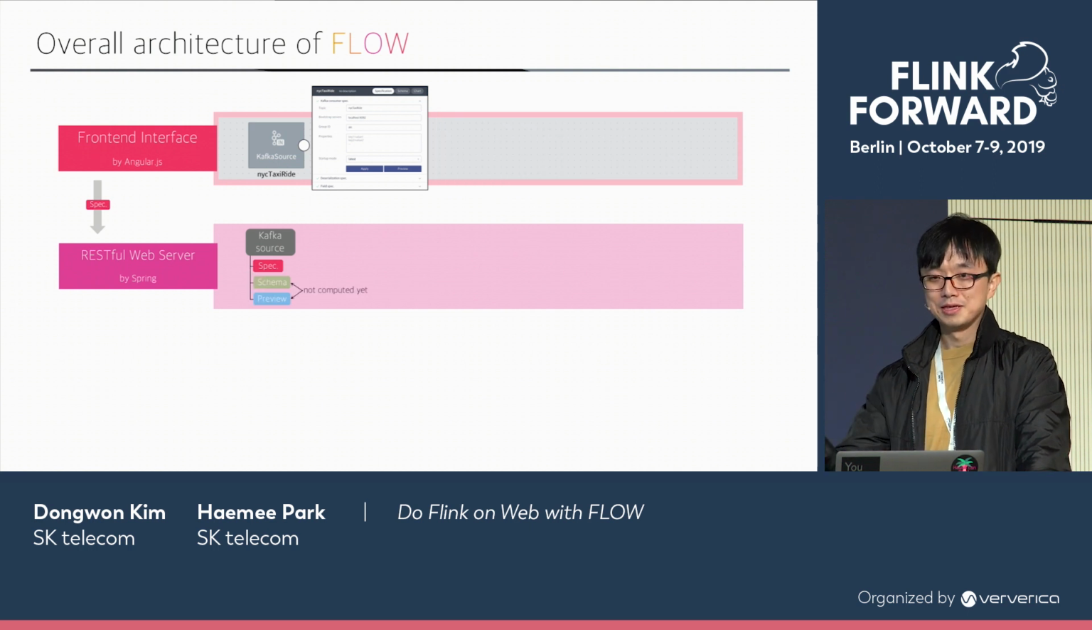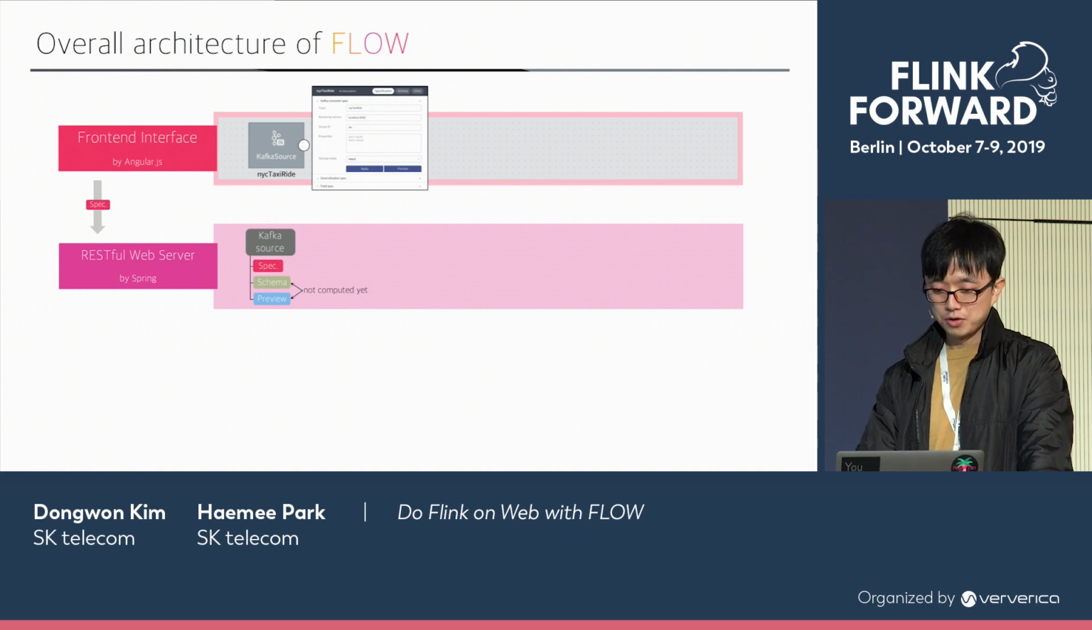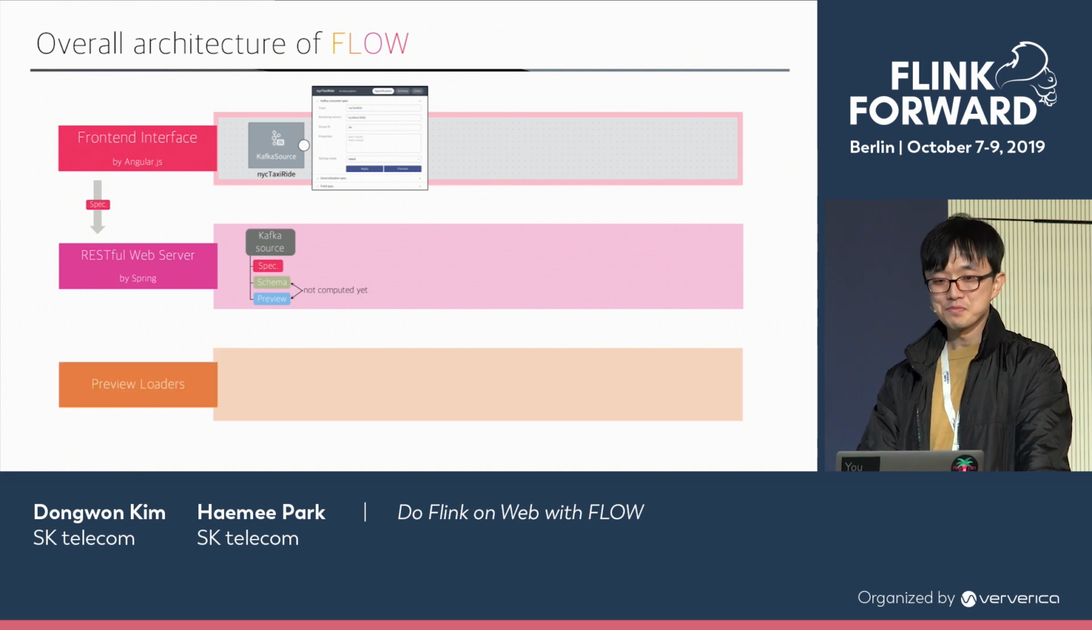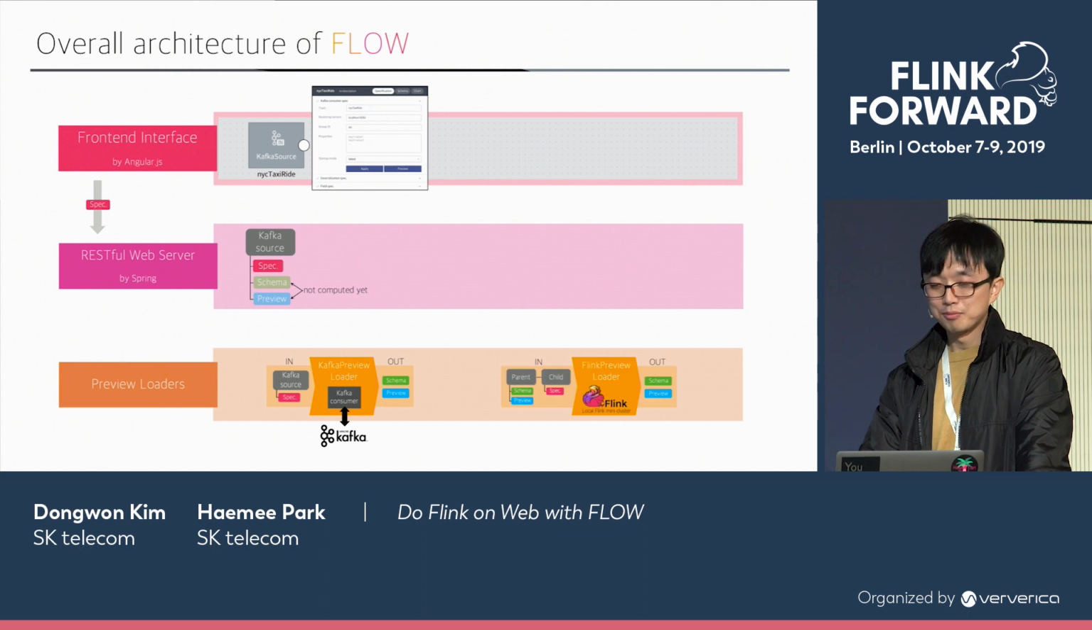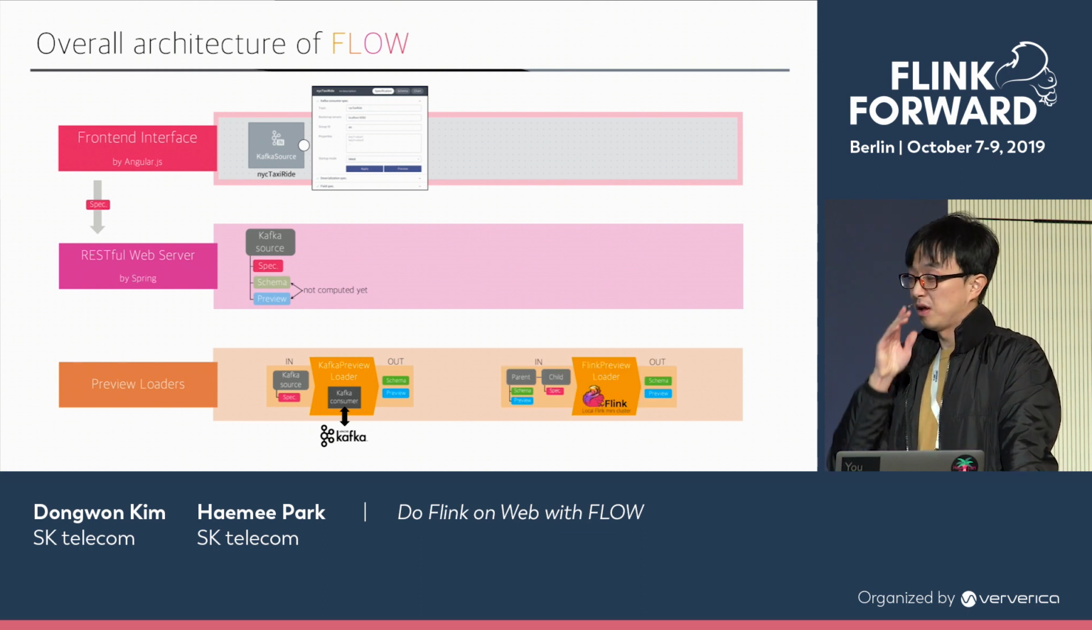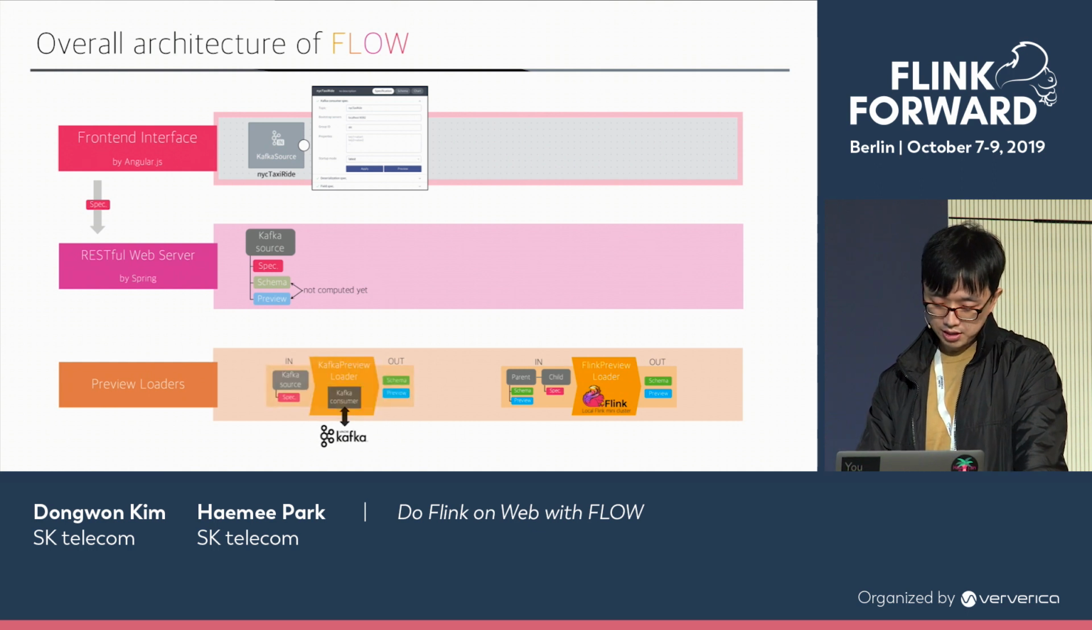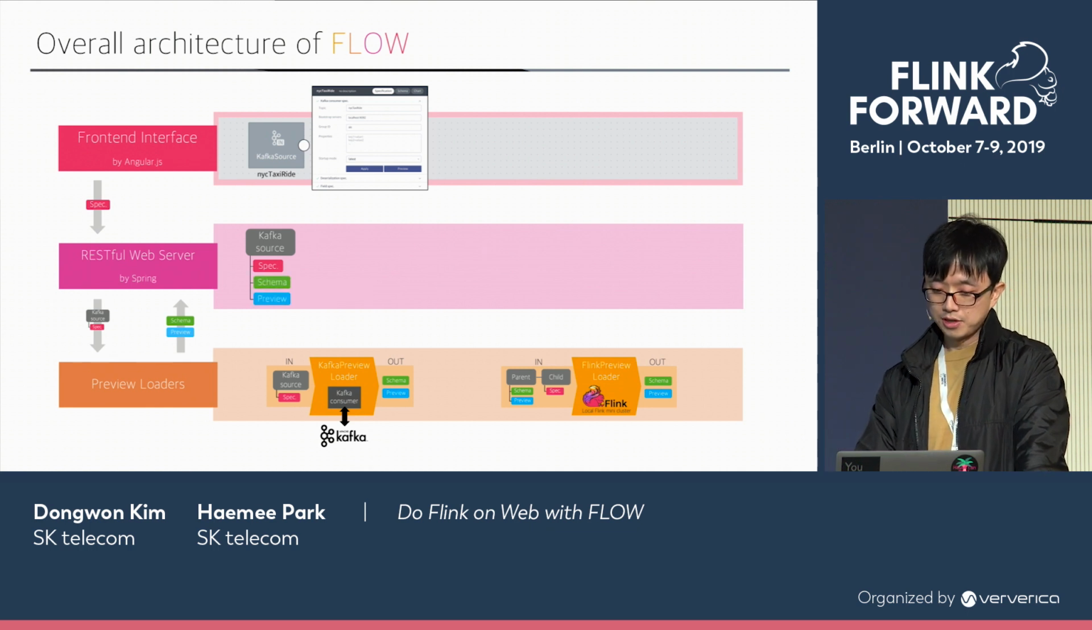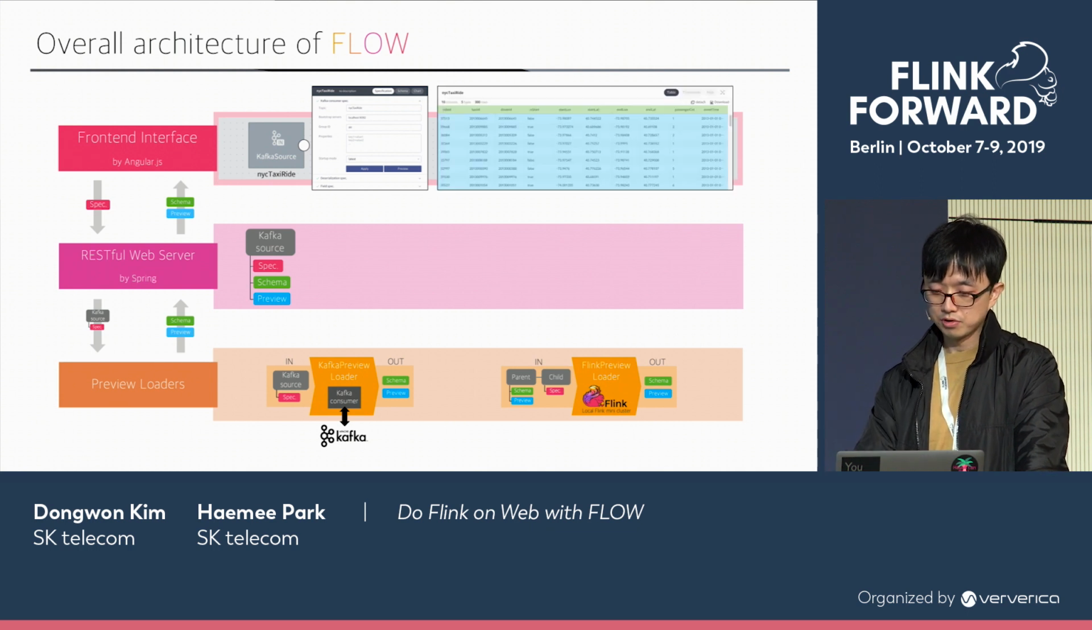But these resources, schema and preview, are missing now. In order for Flow to compute them, Flow relies on a set of preview loaders. First one is Kafka preview loader, and the second one is Flink preview loader. And this time we use the first one: input from our backend, output from the Kafka preview loader, output updated in our backend, and we finally return the response. Then we can show you the Kafka preview.